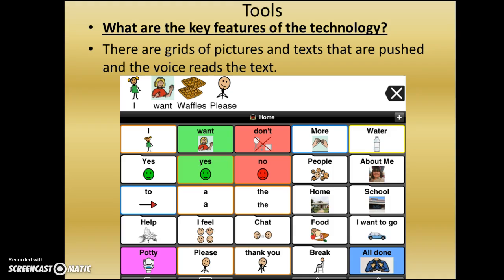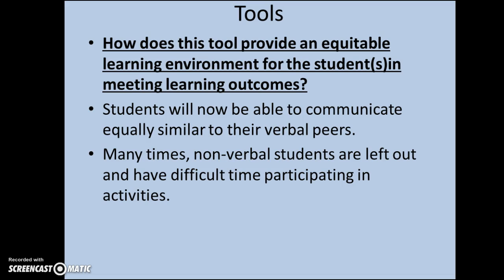There is a grid of pictures, as you can see in this picture I've posted on here. And there's pictures and there's text underneath the pictures, and the student just pushes that button and the voice will read it. And another interesting thing about Proloquo to Go is, there's a male voice, there's a woman's voice, there's accents, you can change the pitch of the voice, which I thought was interesting. And then it's a really cool app.